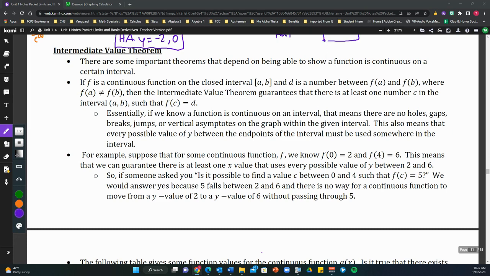It is defined as: if f is a continuous function on the closed interval a to b, and d is some number between f of a and f of b, where f of a does not equal f of b, so that means they don't have the same endpoint y values, then the Intermediate Value Theorem guarantees that there's at least one number c in the interval between a and b, such that f of c equals d.